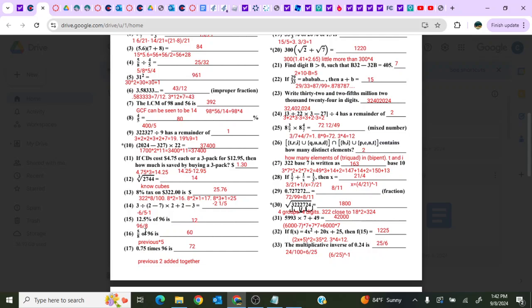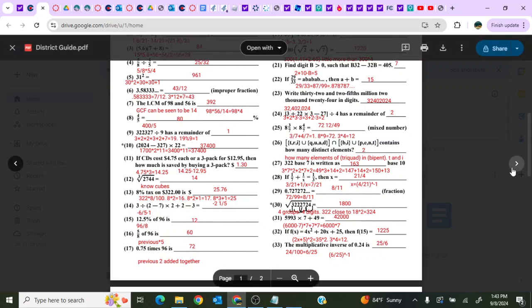Number 17, 0.75 times 96 is what? Well, in this case, 5/8 plus 1/8 is equal to 6/8, which is the equivalent of 0.75. So it's just the previous two answers added together.